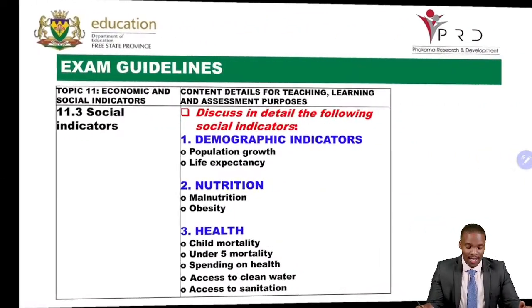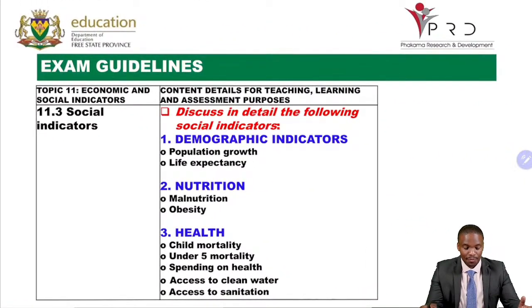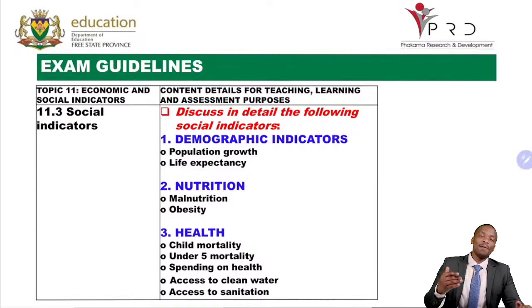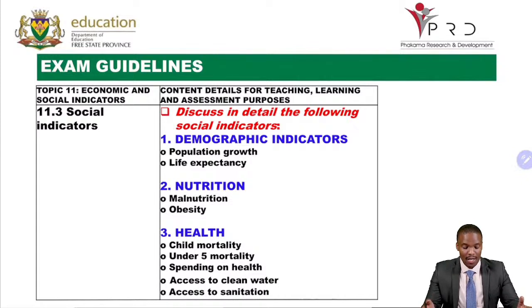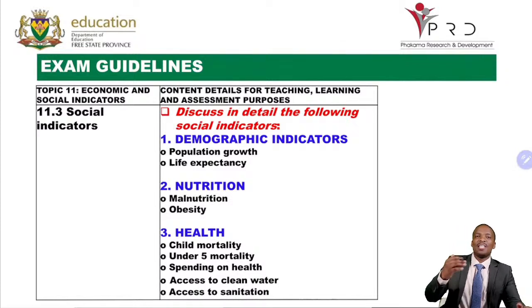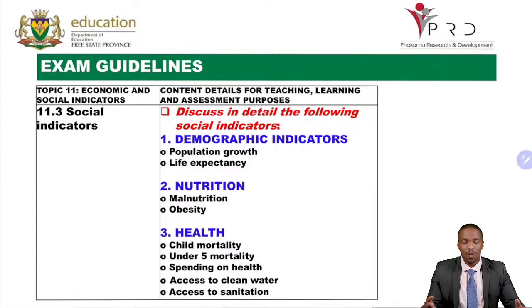Under social indicators, we are looking at the following: demographic indicators, and elements under demographic indicators are population growth as well as life expectancy. Number 2, as a subtopic, we've got nutrition and health, but I always say it is advisable to split the 2. Write nutrition on its own and then write health on its own. So under nutrition, we'll be focusing on malnutrition as well as obesity.